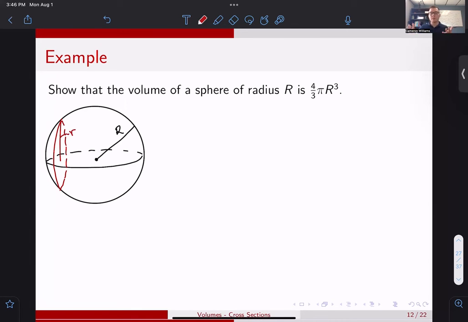All right, so we have our first step done. We have our solid drawn. We have a cross section. Now let's write the area of our cross section down. Well, area of a circle is pi r squared.